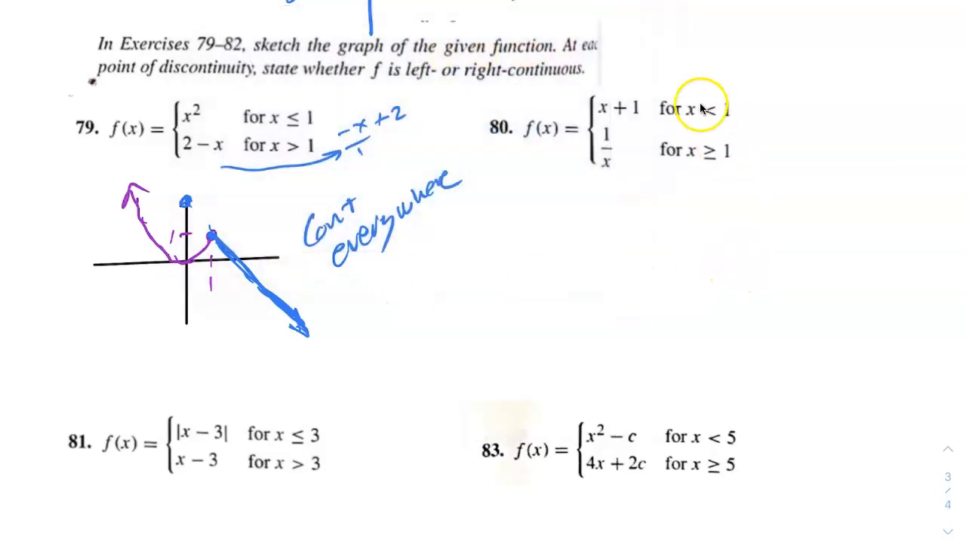Okay, next one. x plus 1 for x is less than 1, and 1 over x for x is greater than 1. Now let's start with the 1 over x for x is greater than 1. So 1 over x looks like this. Now I only want it for where x is greater than 1. So I actually only want this side.